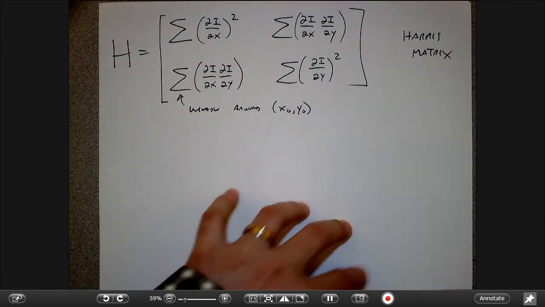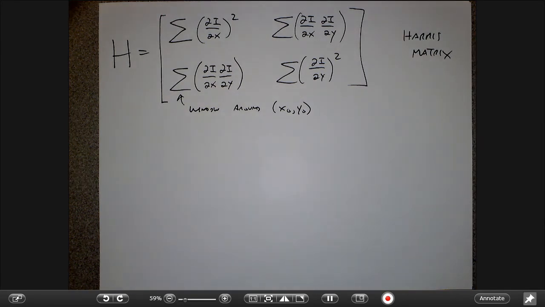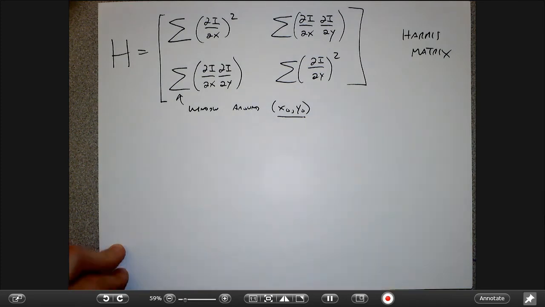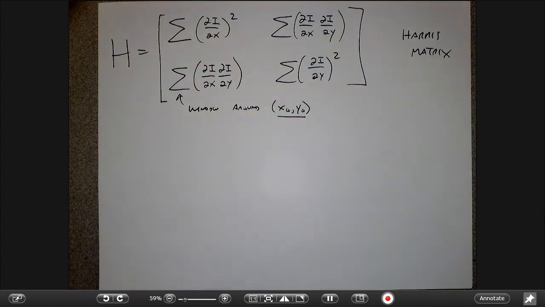If you have ever heard of the Harris corner detector, that's what we're talking about. If you go into OpenCV or something like that, you're going to see the Harris corner detector. That's exactly what we're talking about here. So I have a candidate for a feature, x0, y0. I build this 2x2 matrix. Now what do I do with the matrix?